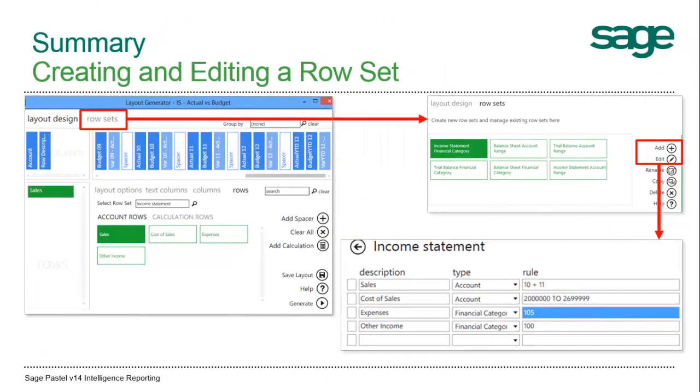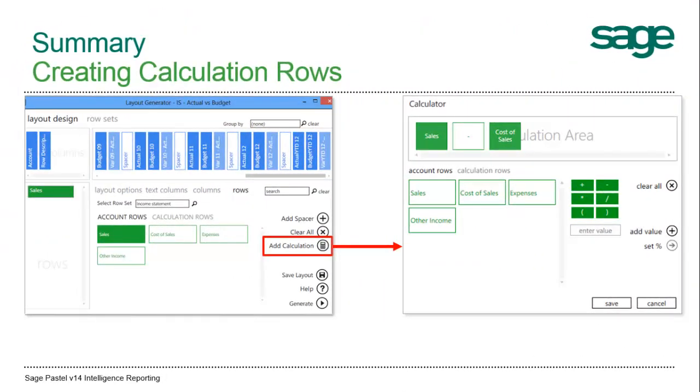So let's sum up what you've seen in this demonstration. You saw how to create and edit a row set. You then selected your row set in the layout generator so that your row groupings became available for use. Remember that each of these row groupings contain the accounts needed to pull the relevant values through to your generated report. You then added your rows to your report layout in the layout generator and ensured that they were in the correct order. As a final step, you generated your report layout into Microsoft Excel.